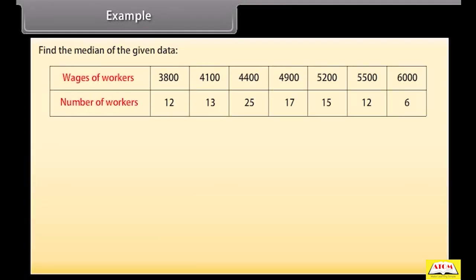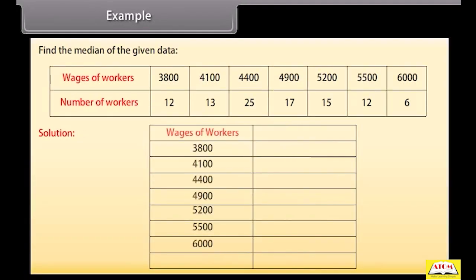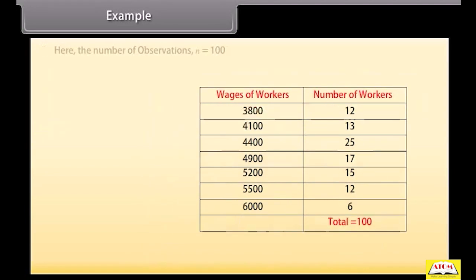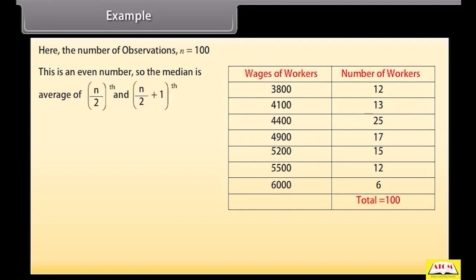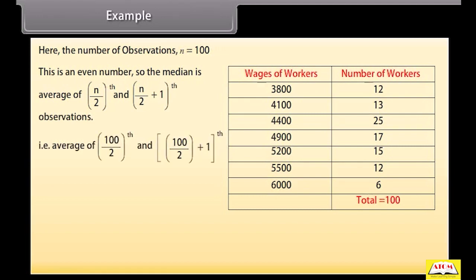Find the median of the given data. Solution. Firstly, we will write the wages of workers and the number of workers. The total number of workers is 100. Here the number of observations n is equal to 100. This is an even number, so the median is the average of the n by 2th and n by 2 plus 1th observations. That is, the average of 100 by 2th and 100 by 2 plus 1th observation. That is, the average of 50th and 51st observations.